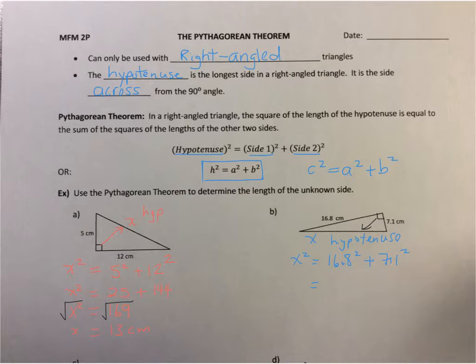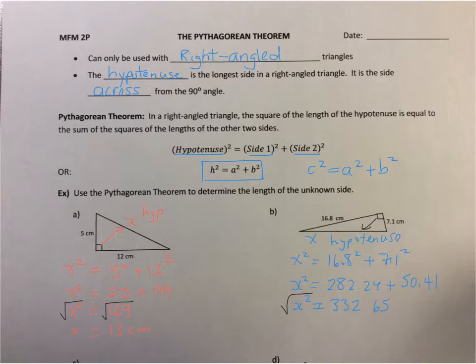Now on my calculator, I'm going to do 16.8 times 16.8, or use the square button, and I got 282.24. To that I'm adding 7.1 squared, which is 50.41. And when we add those together, as long as I didn't punch anything in my calculator incorrectly, I got 332.65. So that's x squared. That's what x squared is equal to.